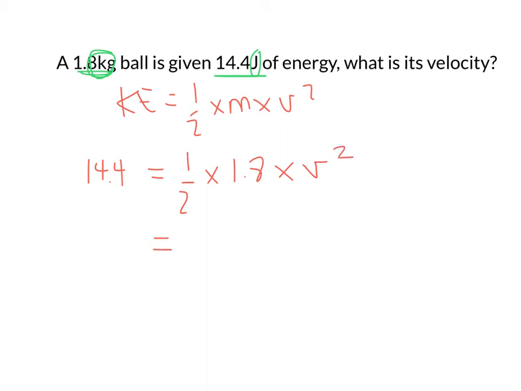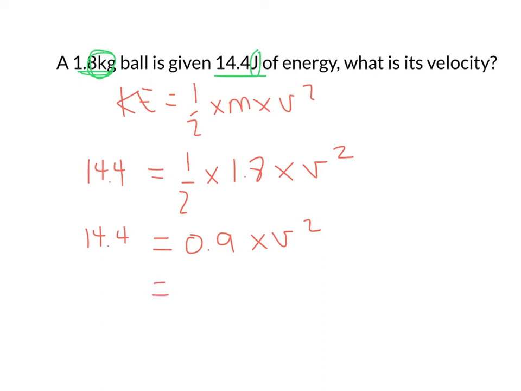Now I will start to simplify. Half times 1.8, I can put that in my calculator or do it in my head. I know that that is 0.9. Multiplied that by the velocity squared. I've done nothing with the energy, so I'll leave that as 14.4.